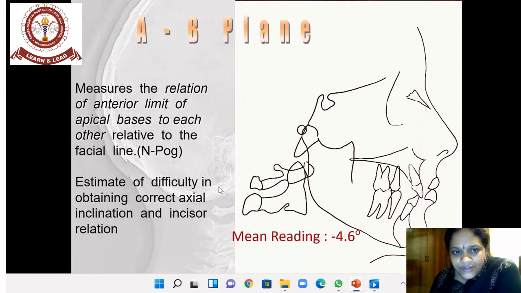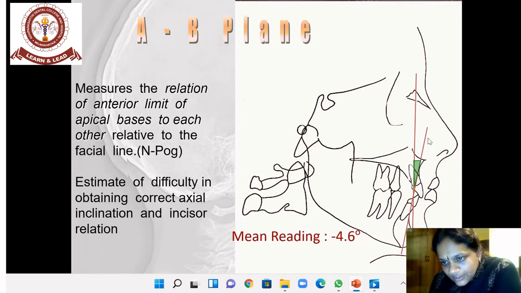Then comes your AB plane. It measures the relationship of the anterior limit of the apical bases to each other, that is your maxilla and mandible, relative to the facial line. It estimates the difficulty in obtaining correct axial inclination and incisor relation. The mean reading should be 4 to 6 degrees. So this is the AB plane. This angle is between your N-POG line and the line connecting your A and B points. This angle will give you the axial inclination of your upper and lower incisors.